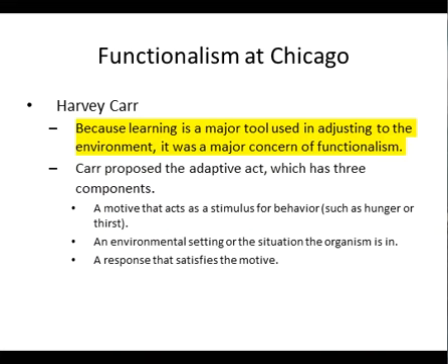Carr proposed the adaptive act, which has three components. The adaptive act: a motive that acts as a stimulus for behavior, such as hunger or thirst; an environmental setting or situation the organism is in; and a response that satisfies the motive. So a motive that acts as a stimulus for the behavior, the hunger or thirst, an environmental setting or situation the organism is in, and then a response that satisfies the motive. This is his adaptive act.